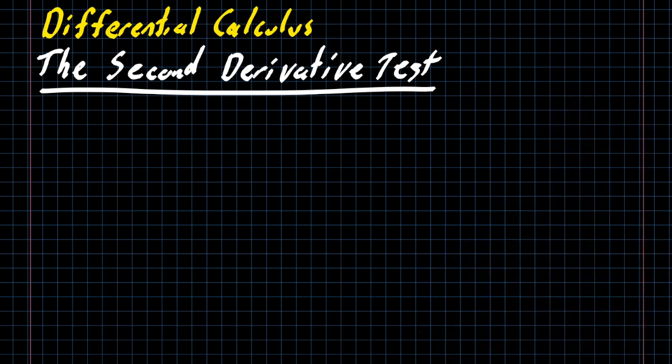The idea of the second derivative test is that we are going to be using concavity to classify extrema. And the idea here is actually a lot more straightforward than it seems.